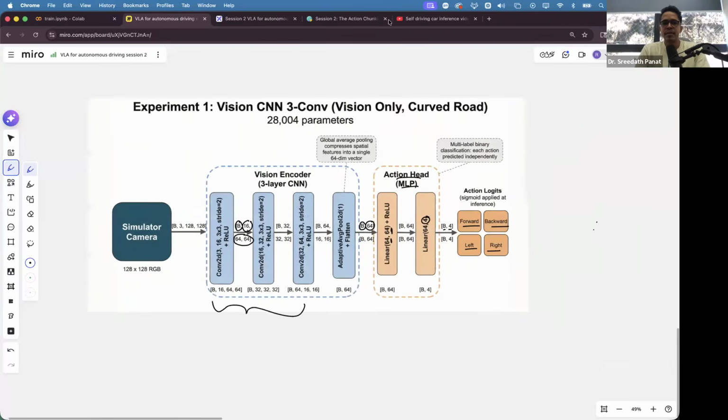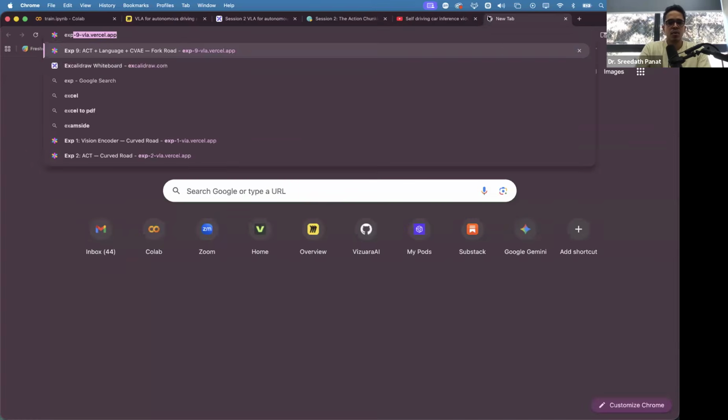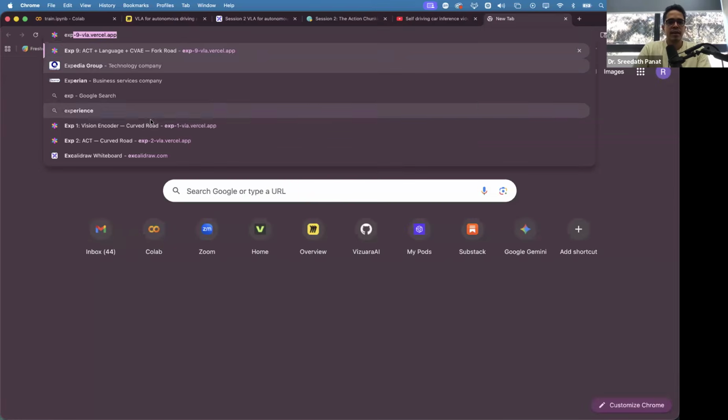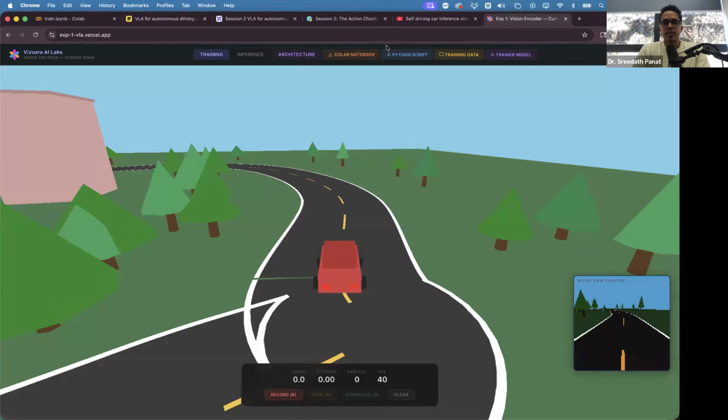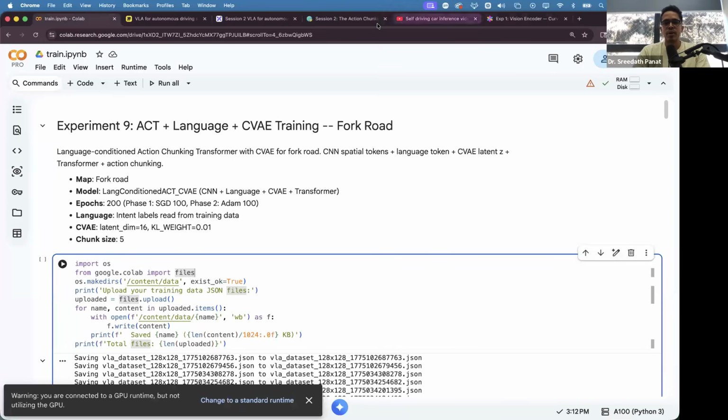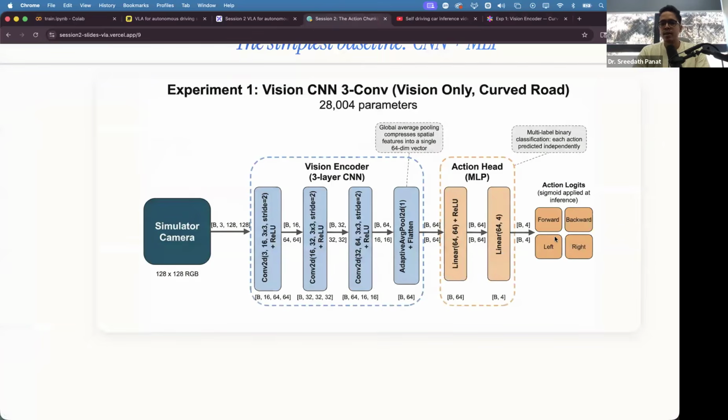You can also run the experiment very easily. To run the experiment, just go to exp1vla.versal.app. Just click the training data. It will download the training data. Click the Colab notebook. It will download the Colab notebook. Today we'll be only going through one Colab notebook, for the ACT with conditional variational autoencoder with language, because that's the most comprehensive one. So we'll go through this Colab notebook in detail, but the rest of the ones you can run yourself, because it will take some time. The training is not that quick. Even with GPU, it takes time.